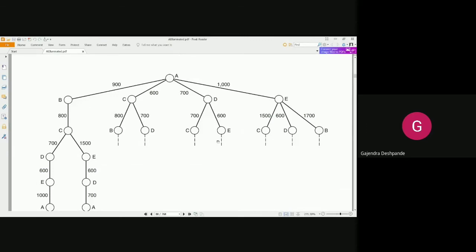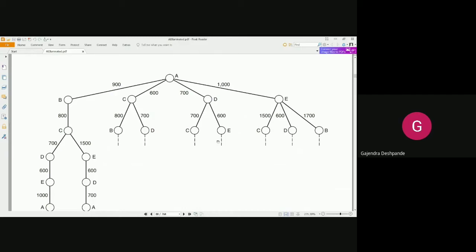Now let's consider the example here and count the total number of miles from A to A. First, A to B is 900, B to C is 800, so that is 1700. Then C to D, we will take the leftmost path first. C to D is 700, so that is 2400. Then D to E is 3000. Then E to A is 4000 miles.